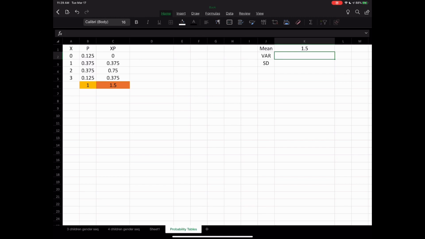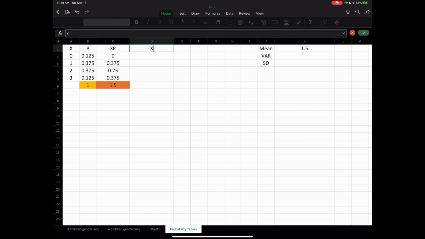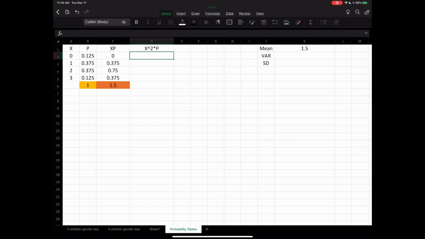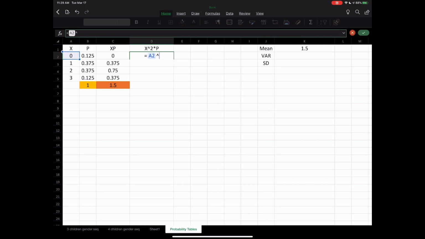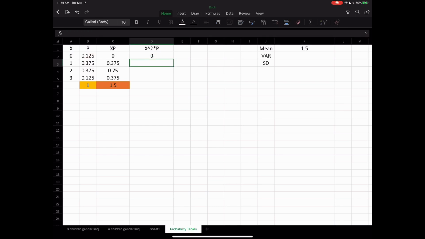Let's calculate the variance. In order to calculate the variance, I need to create another column, and I need to call it x squared times p, because that's what I'm doing here. I'm squaring my x's. So I'm going to click on x, I'm going to square it, then I'm going to multiply it to my probability. And now I've calculated the first one. I fill it or drag it down. And now I can add them.